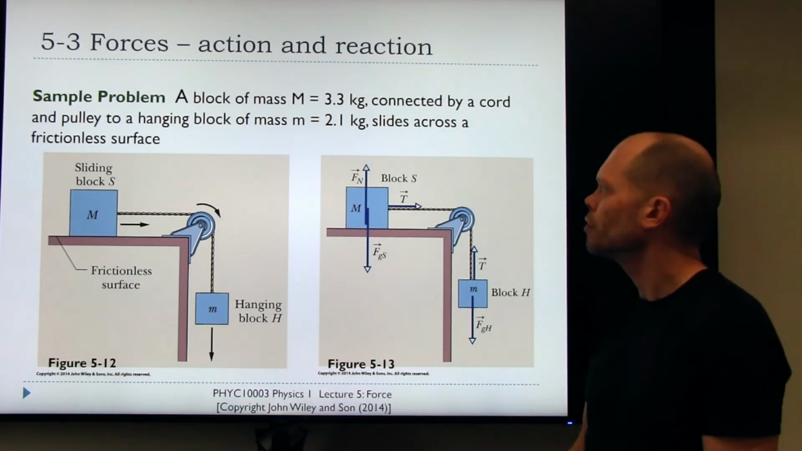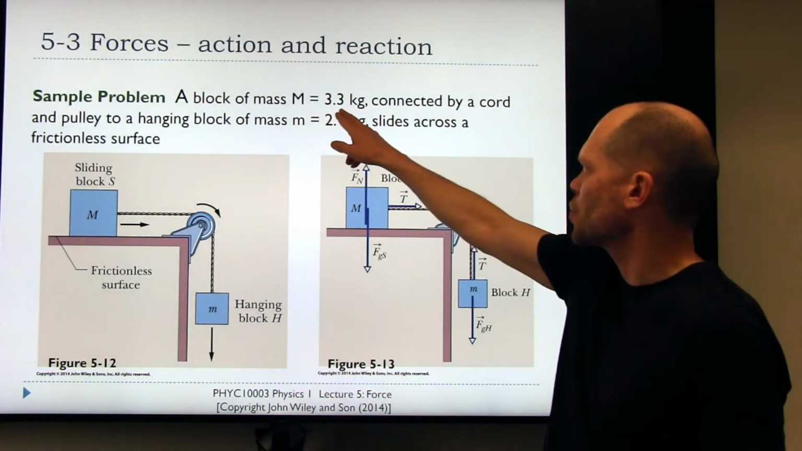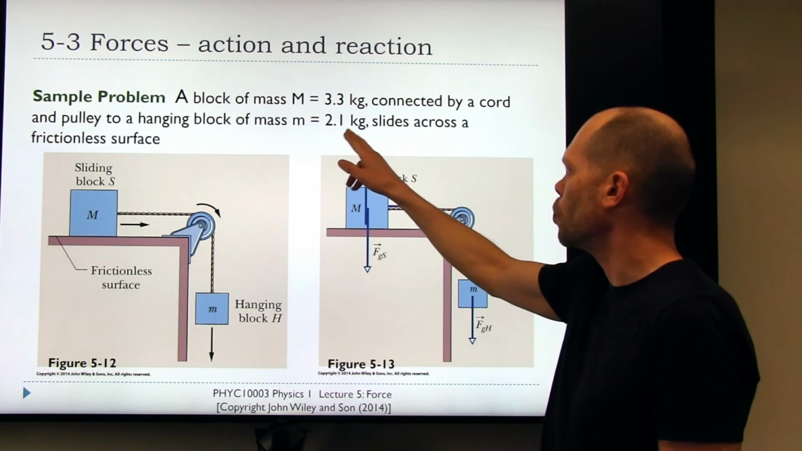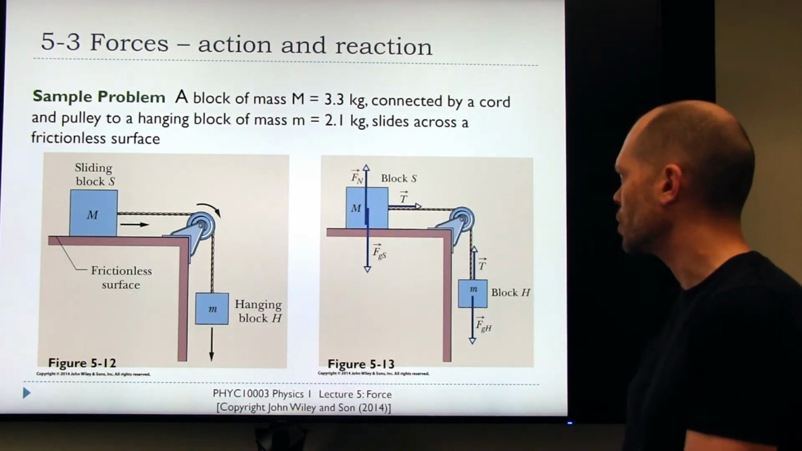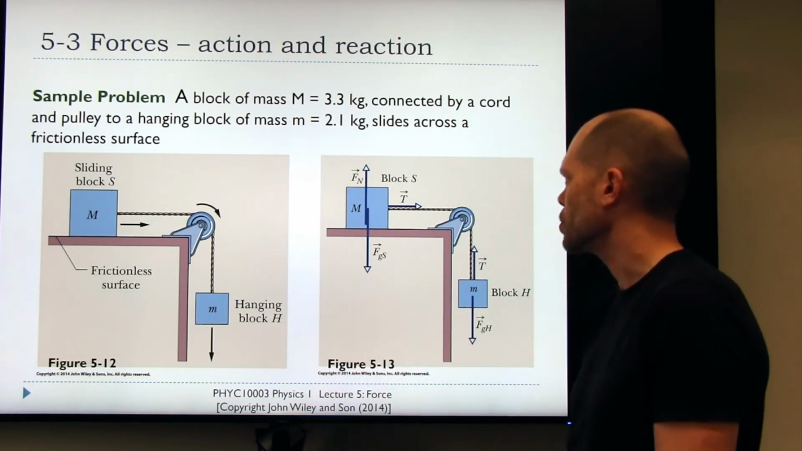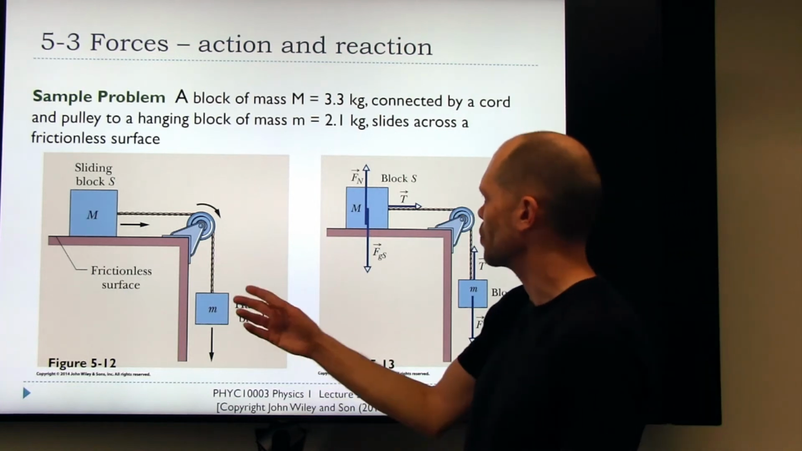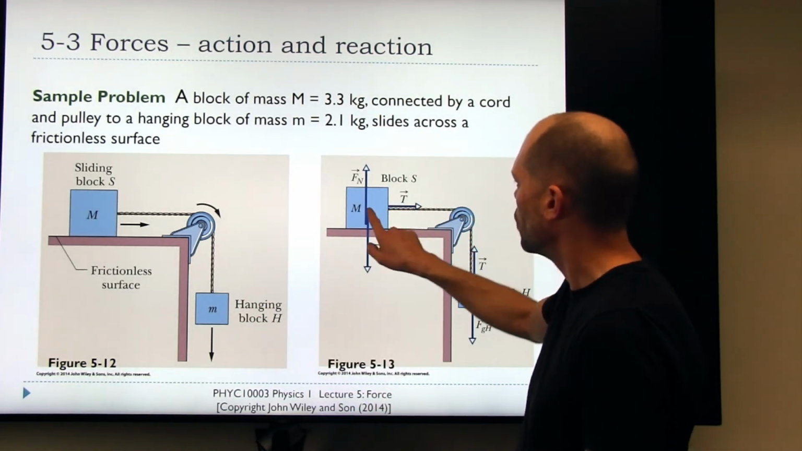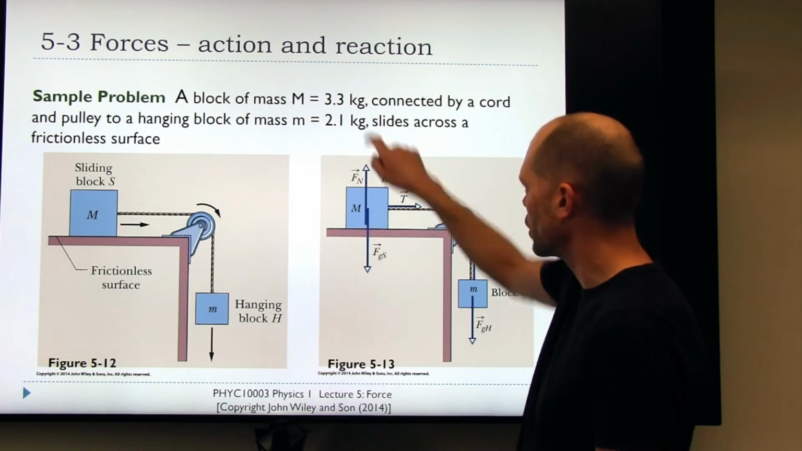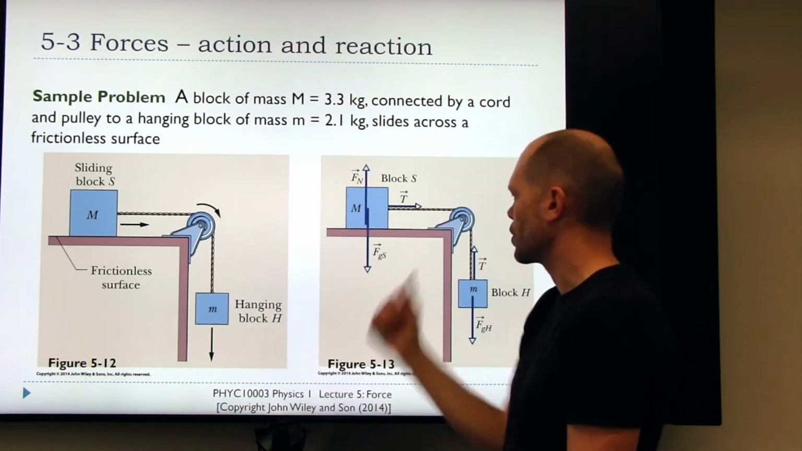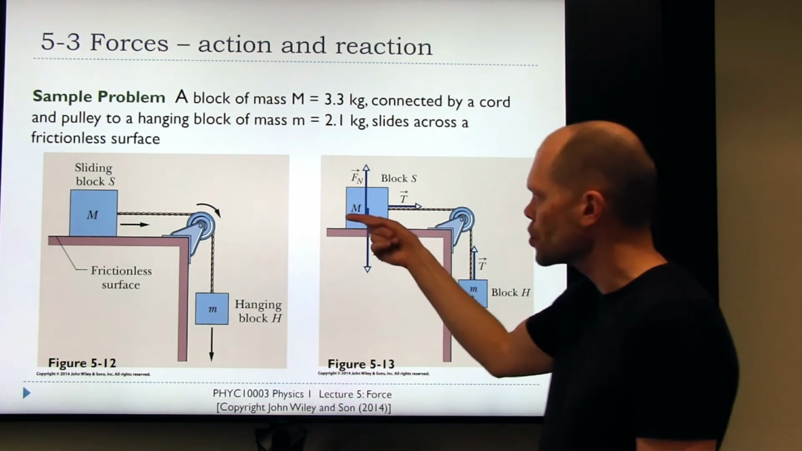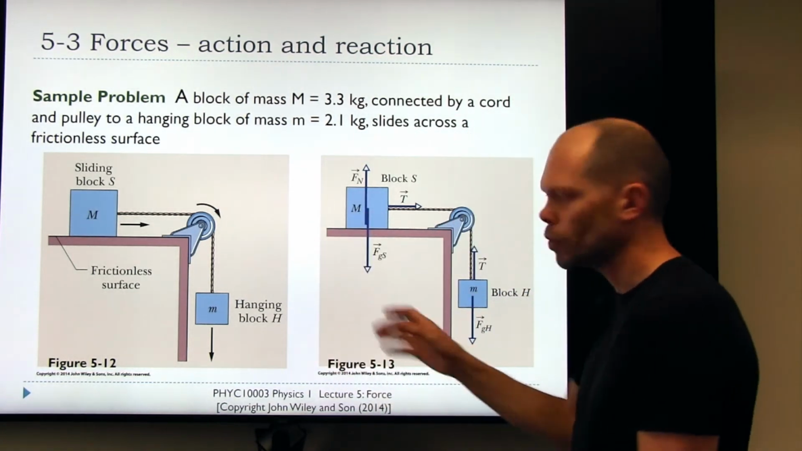What about action-reaction forces? A sample problem: a block of mass 3.3 kilograms, connected by a cord and pulley to a hanging block of mass 2.1 kilograms, slides across a frictionless surface. Let's start to put in all of our forces, our free body diagram. We've got the force of gravity pulling down, the normal force pulling up, and the force of the other block going in this direction. Right now there's no friction, or else there would be a force of friction going the other way.